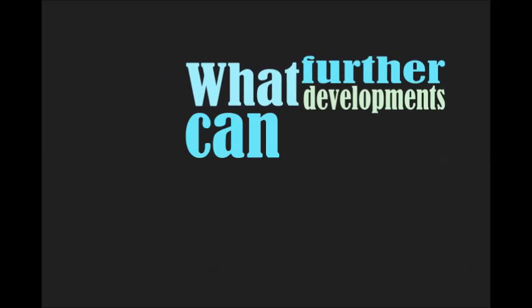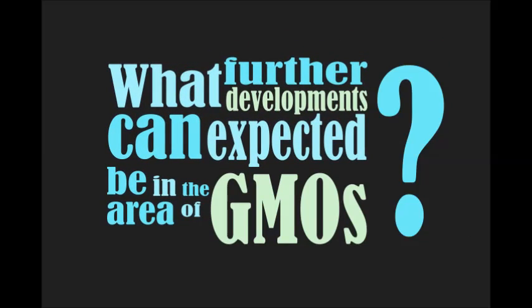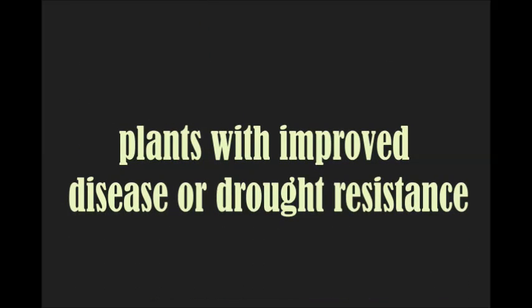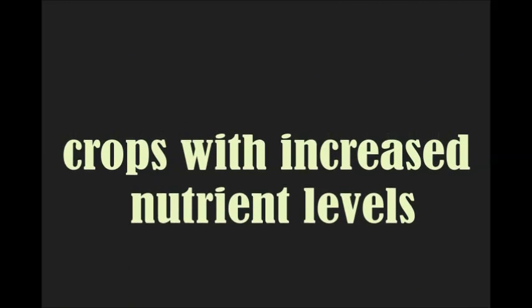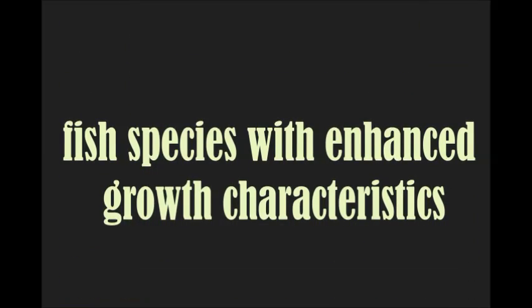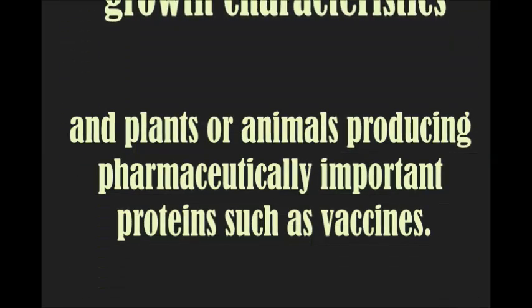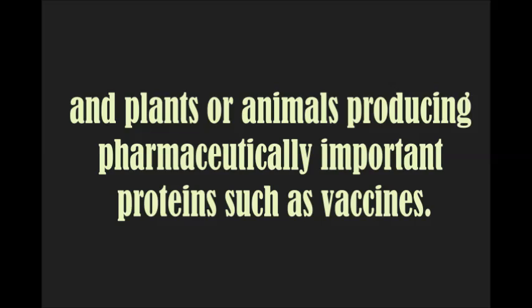What further developments can be expected in the area of GMOs? Future GM organisms are likely to include plants with improved disease or drought resistance, crops with increased nutrient levels, fish species with enhanced growth characteristics, and plants or animals producing pharmaceutically important proteins such as vaccines.